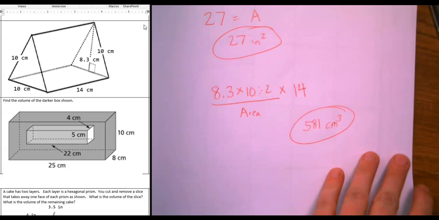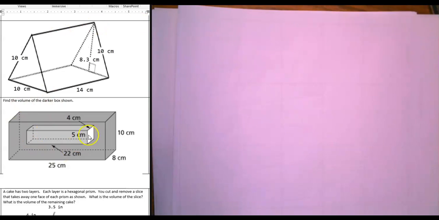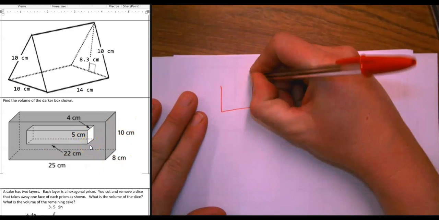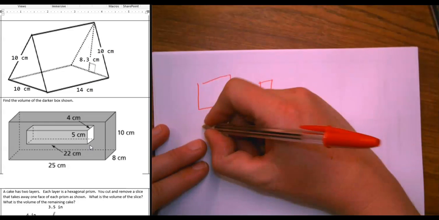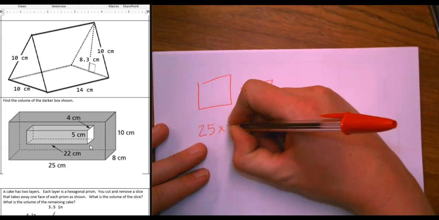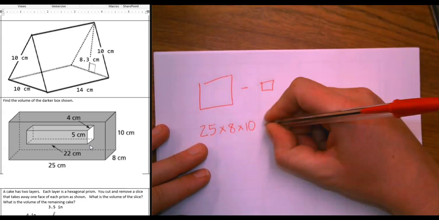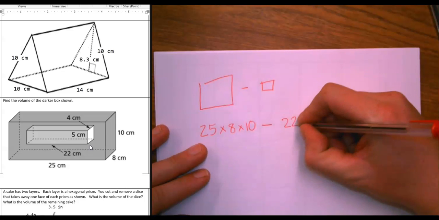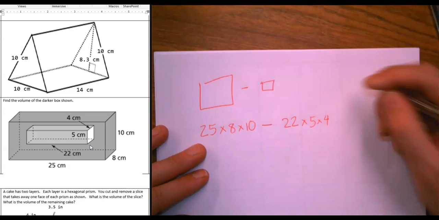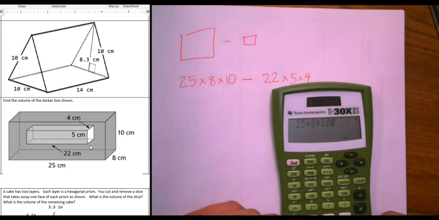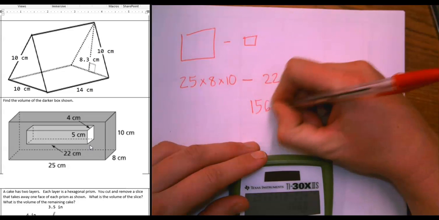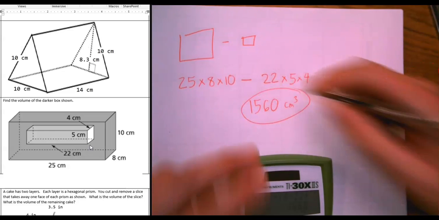Okay, for number 8, we have the darker rectangle with a smaller rectangle on the side. So we start with the big rectangle. I'm going to do the big rectangle minus the little one inside. So the big rectangle, I've got a length of 25, a width of 8, and a height of 10, minus the little one, I've got a length of 22, a width of 5, and a height of 4. And I just type that in. 25 times 8 times 10 minus 22 times 5 times 4, and I get 1,560 centimeters cubed.